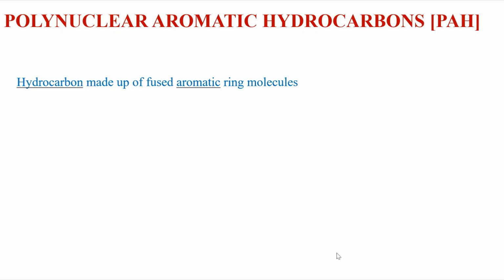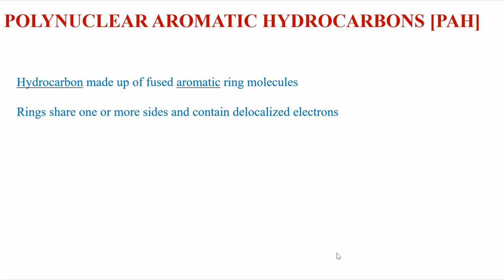These are also hydrocarbons like benzene. However, they have a fused system. They have two or more aromatic rings which are fused together. These become polynuclear, and that's why they are called polynuclear hydrocarbons. One side of one aromatic ring is shared with the other aromatic ring.